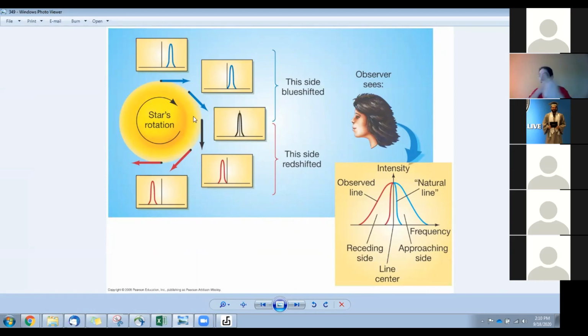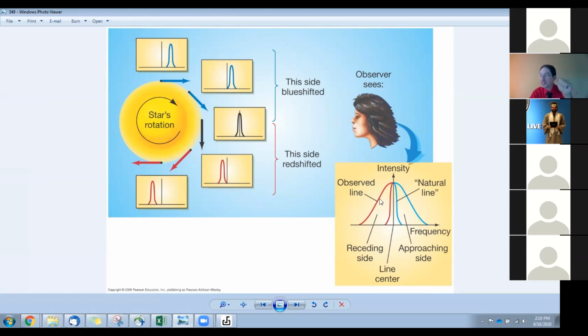Or maybe it's not a cloud of gas with random motions. Maybe it's a star with ordered motions, where one side's moving towards us, one side's moving away, but we can't distinguish it. It's all blurred together on the sky because it's so far away. So we just see a broad line where one side corresponds to the side that's moving towards us, one that's the side that's moving away.